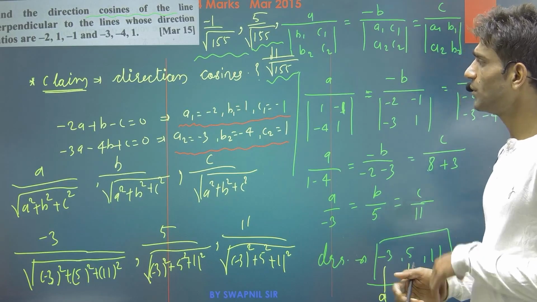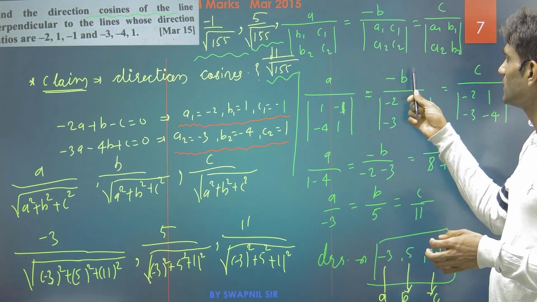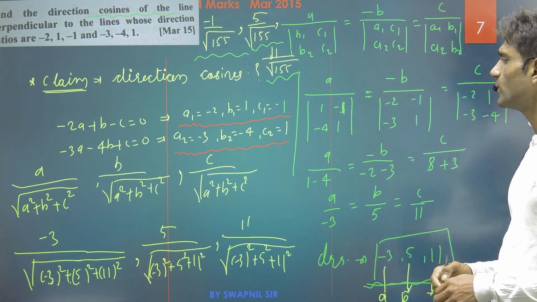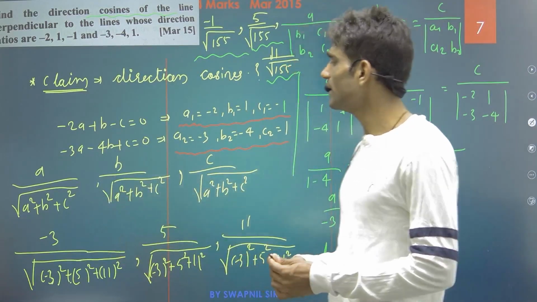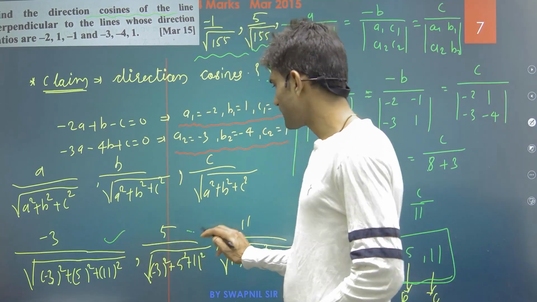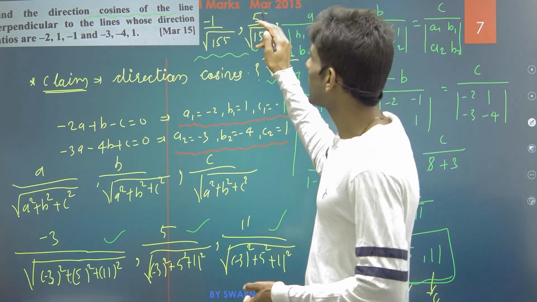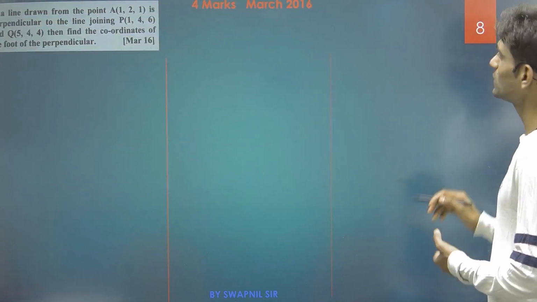First of all, we found the value using our standard result for direction cosines. I got the direction ratios first, and once I got the direction ratios, I substituted these values in our direction cosines. So this one is our first, second, and third direction cosine. Question asked in March 2015 board exam for 4 marks. Okay, let's move to the next question.